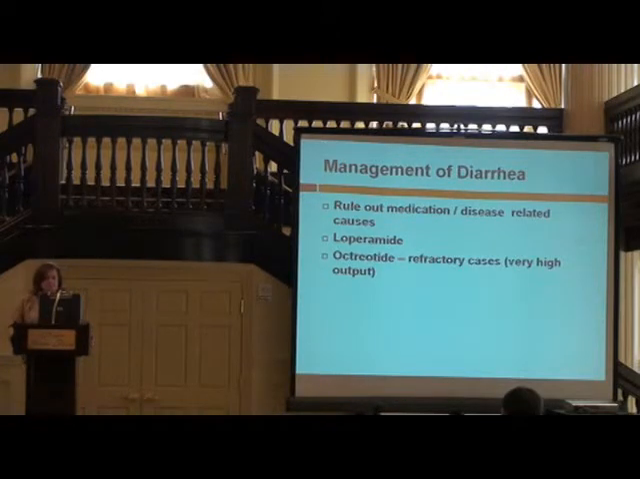Diarrhea is another problem that we can see. Sometimes you see the constipation and the diarrhea alternating depending on the patient. Loperamide really is a mainstay of therapy here. It's kind of a no-brainer on that one.